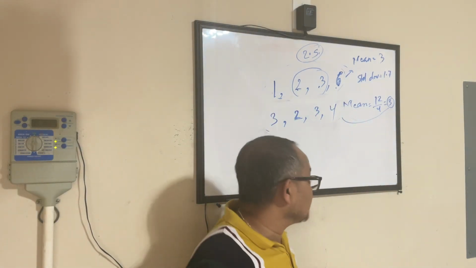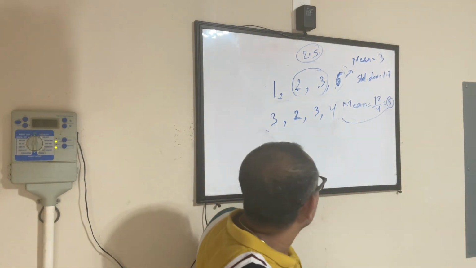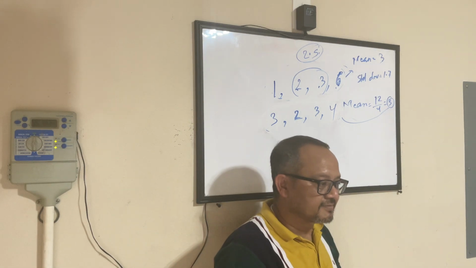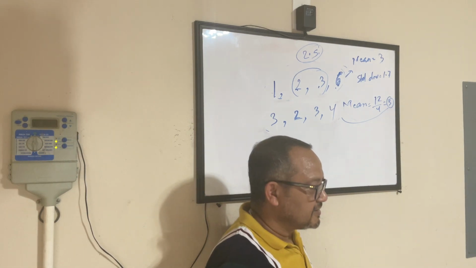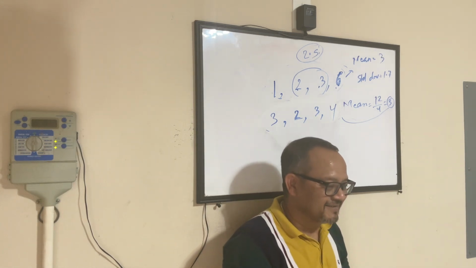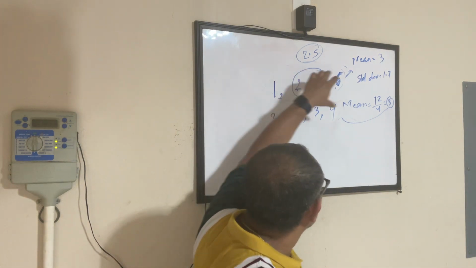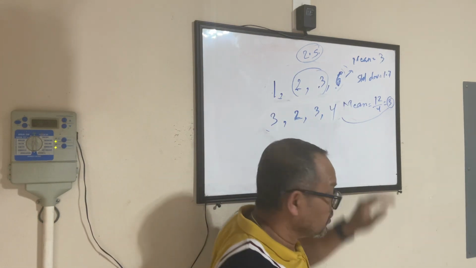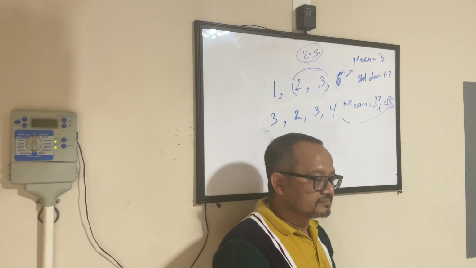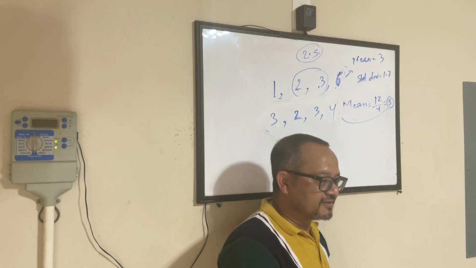Any thoughts? How do we describe this difference without going to standard deviation? Anybody? And don't think too much of math, okay? It's common sense. Between this set of records 1, 2, 3 and 6 and 3, 2, 3, 4, what is the difference that you see here? Nobody?